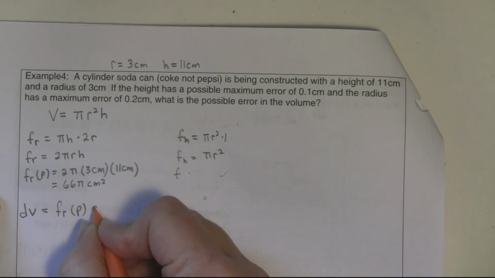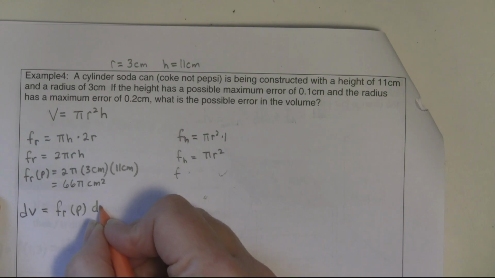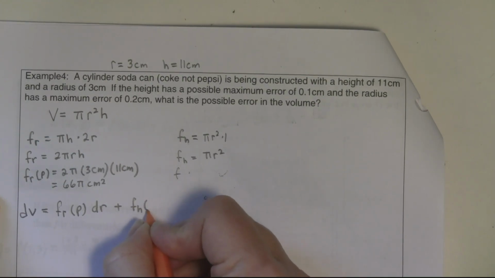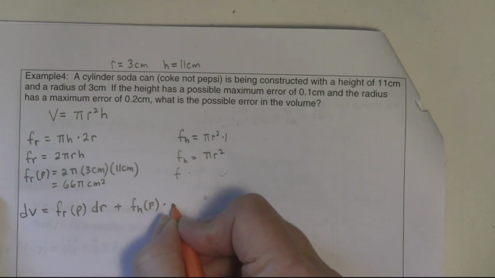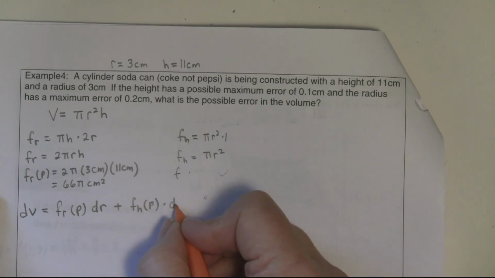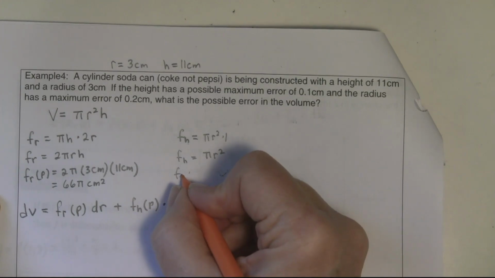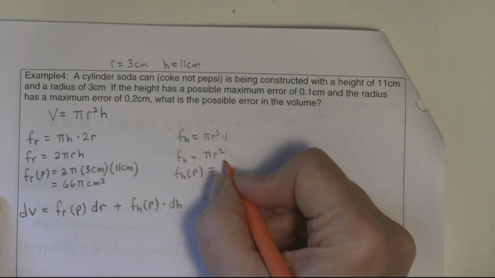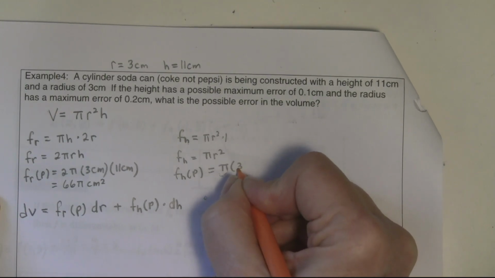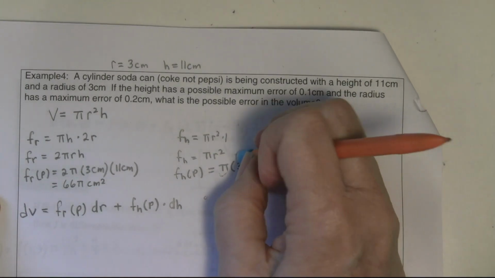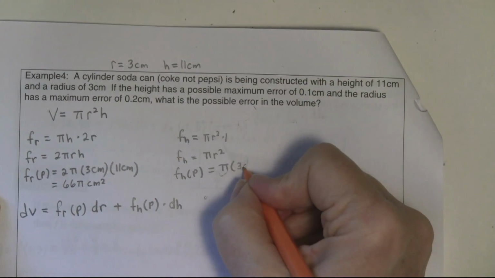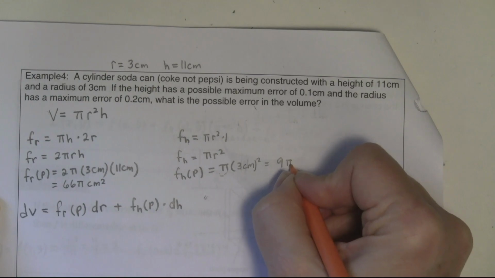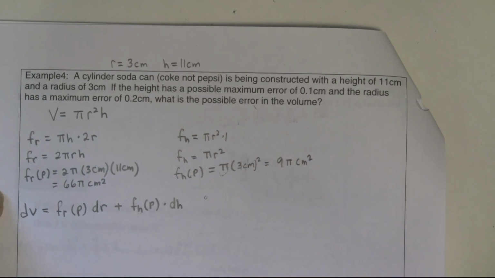My point times dr plus, at my point, times the dh. So right here, I'm finding f_h at my point, which is when r is 3, so that's pi times 3 centimeters squared, which is 9 pi centimeters squared.